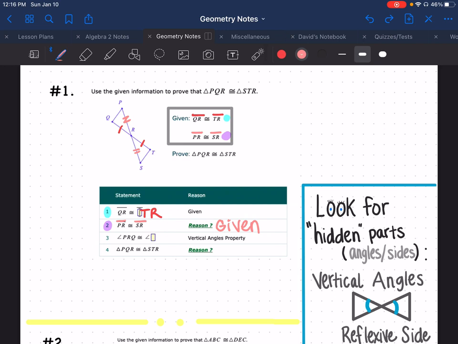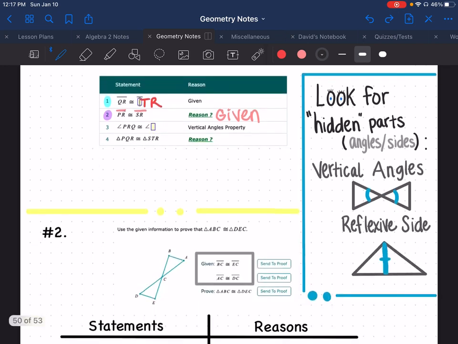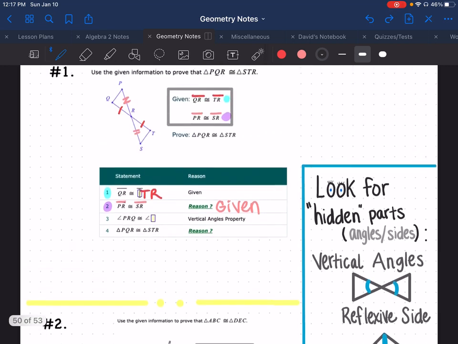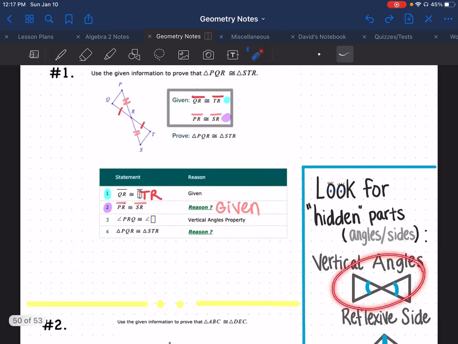All right, now we're at statement number 3, and in statement number 3, we are looking for our hidden part. Does it look like the vertical angles that you can see in the lower right corner of the screen, or is it the reflexive side that we can't quite see? Let me zoom down. Let me lower it so that you can see. I don't know about you guys, but it looks like this one to me.